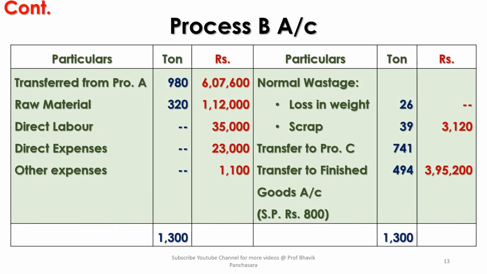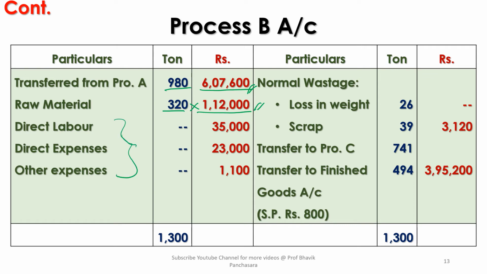Okay friends, now we are going to put the amount values here. So first, transferred from process A, we will show at the given value. After that, raw material: for process B, the cost of the raw material introduced is 350 per ton, so 320 into 350 we will receive 1,12,000. After that, put expenses as given in the question.